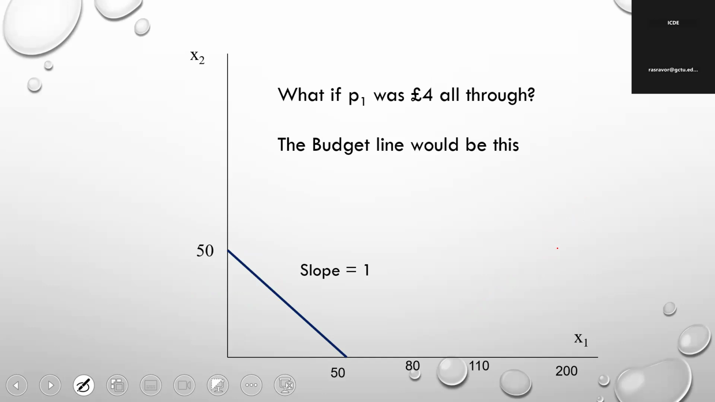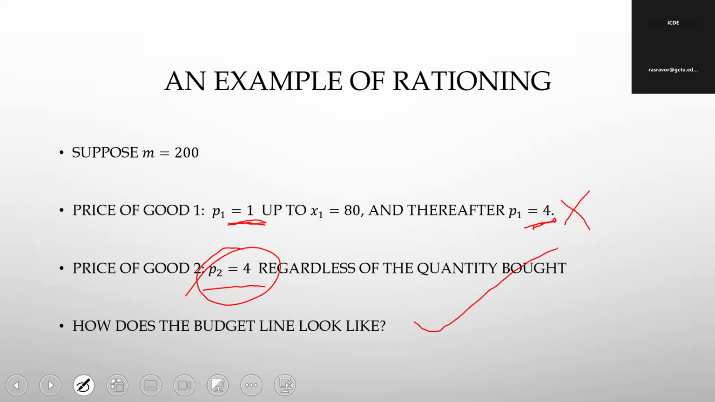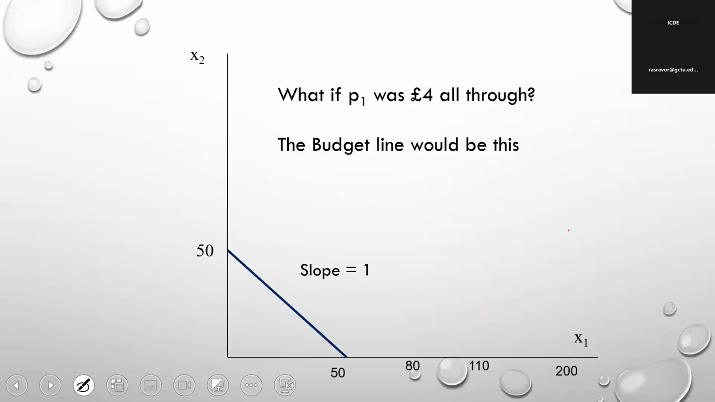Now, look at this. Go back. My income is this. I can buy this up to 80. After that, I buy this. This I buy at 4, regardless of whatever I get. The budget now will be like this. Think about it. Look at it carefully, and I'll explain something, and I'll ask a question.